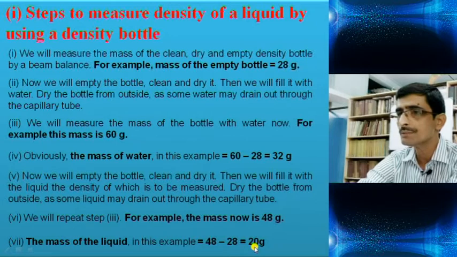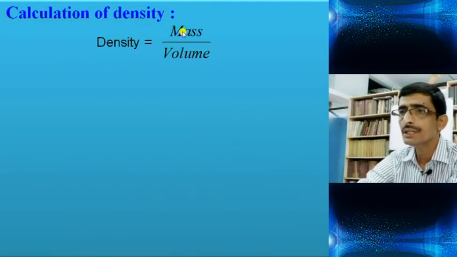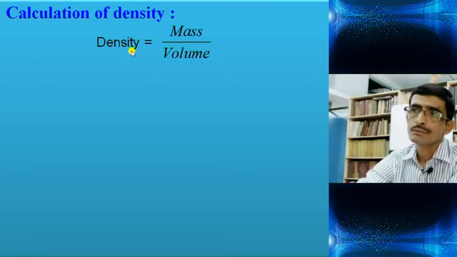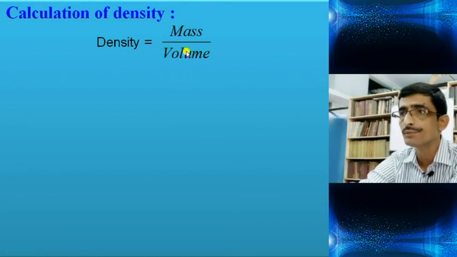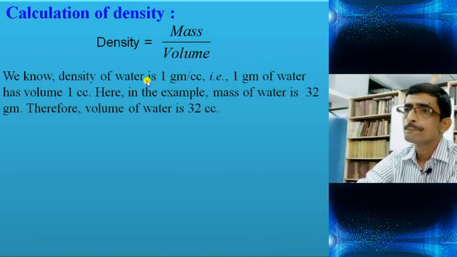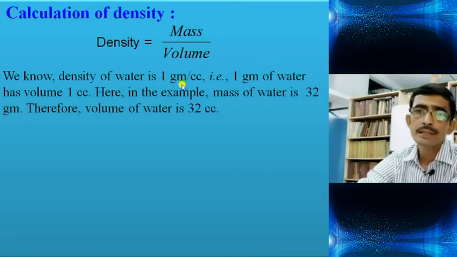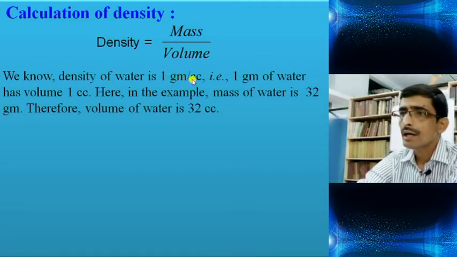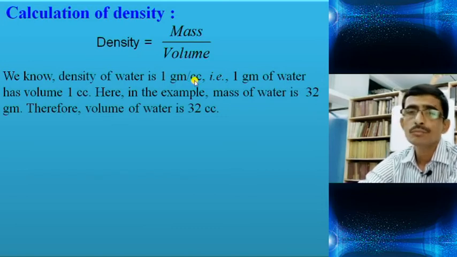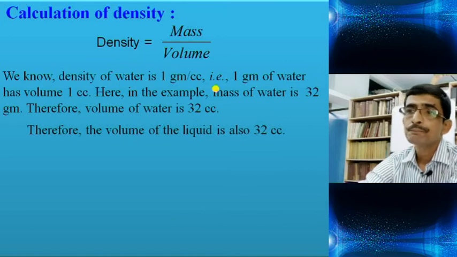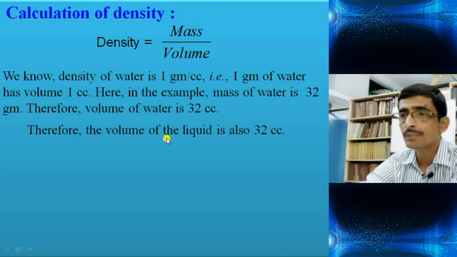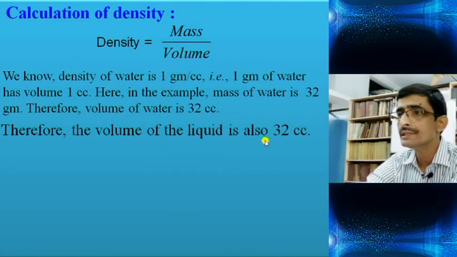So we have got the mass of liquid and the mass of water, but we need mass and volume. We are going to find out the density of that liquid, so we need the mass of the liquid and the volume of the liquid. So how can I find out the volume of the liquid? We know that density of water is 1 gram per cc. That is, 1 gram of water has volume 1 cc. Here we have 32 gram of water, so the volume of water is 32 cc. That volume of water is contained in the bottle, so that is the volume of the bottle. So when we fill the bottle with that liquid, the volume of the liquid is 32 cc.